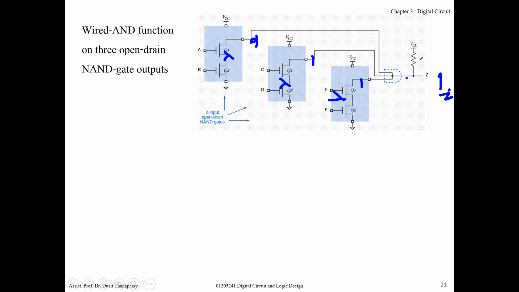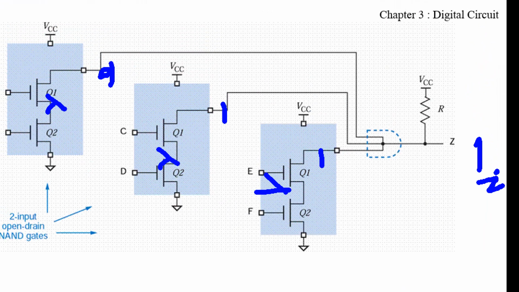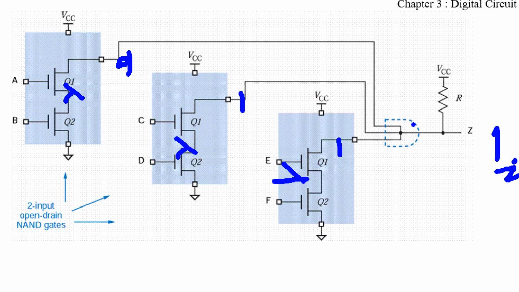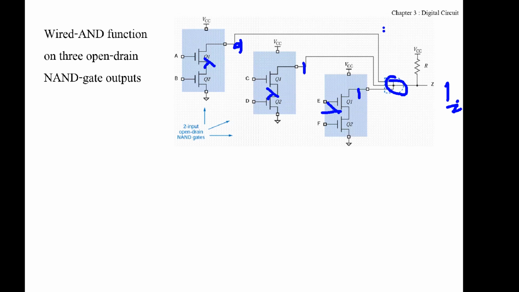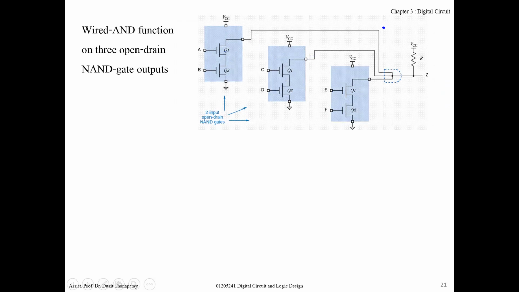So the function is like AND, right? AND function, but there is no AND gate. It has only this junction. So it's called wired AND function. The AND function is made just by connecting the wires together from open drain logic gates.